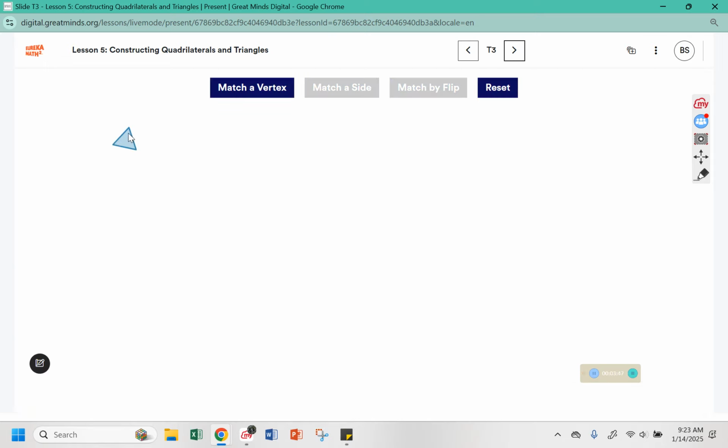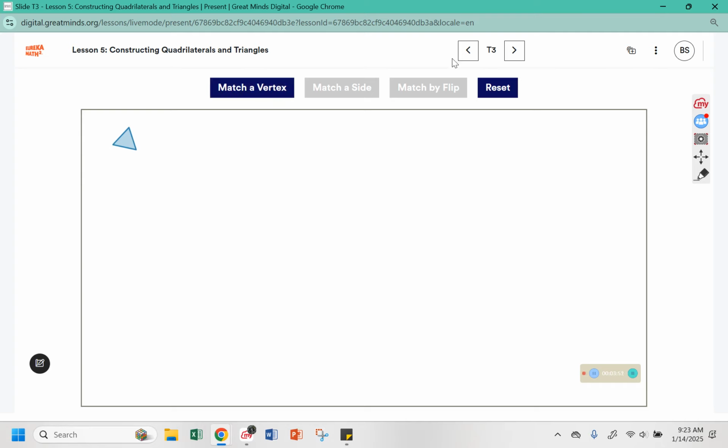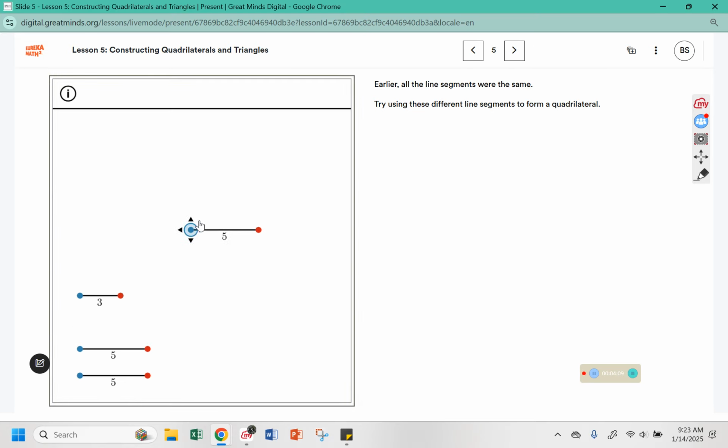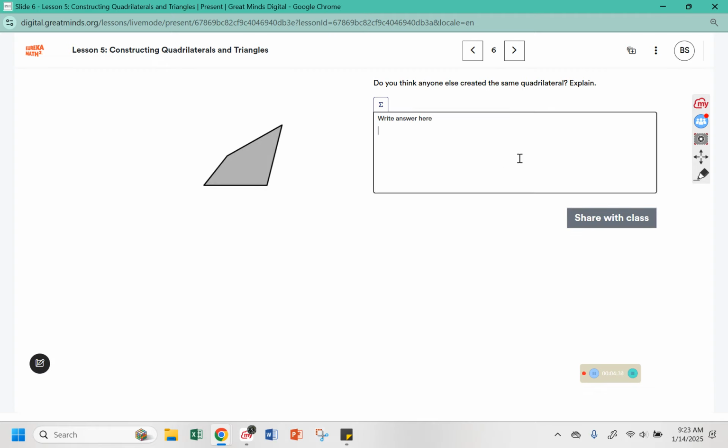So again, all of the triangles would be here, and I would be able to line them up by rotating and matching the sides up together. Earlier, all the line segments were the same. Try using these different line segments to form a quadrilateral. Do you think anyone else created the same quadrilateral? I do not. I think there were multiple ways we could have lined up our segments.